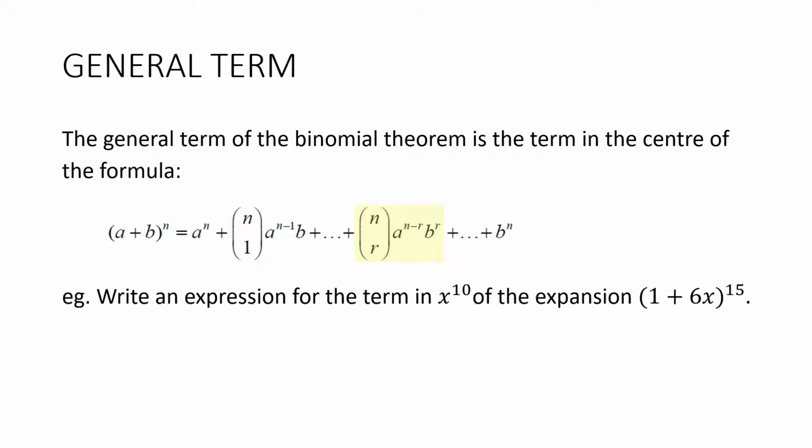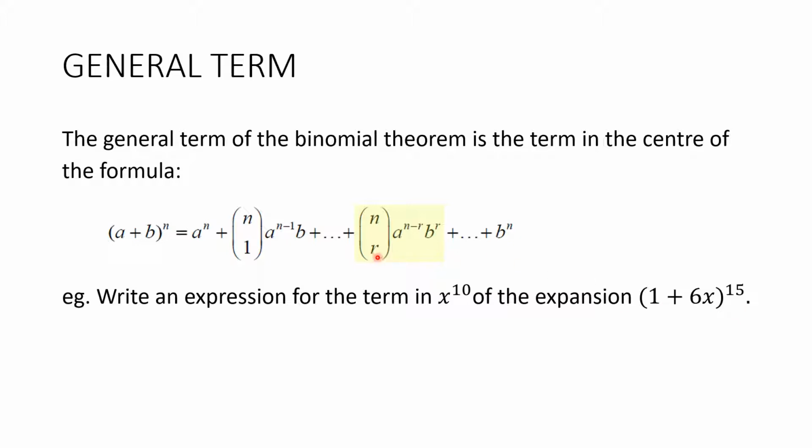Here's a question. Write an expression for the term in x to the power of 10 of the expansion (1 plus 6x) all to the power of 15. So all we want to do here is match this (a plus b) to the n to what we want. So we can see that this 1 is going to be a, 6x is going to be b, and this 15 is going to be n. All that we have to do is figure out what r is.